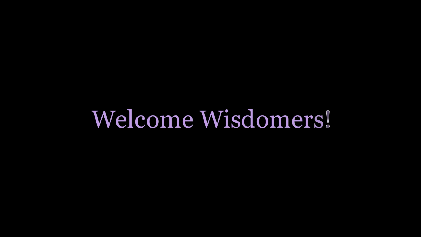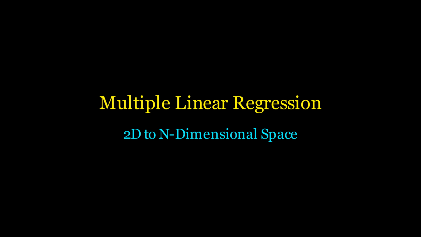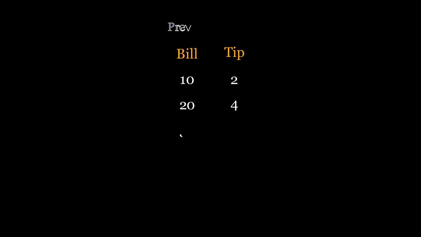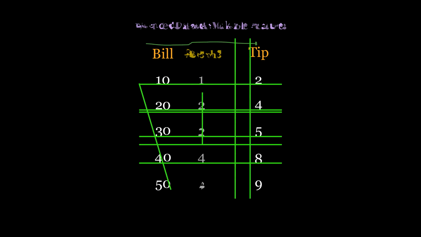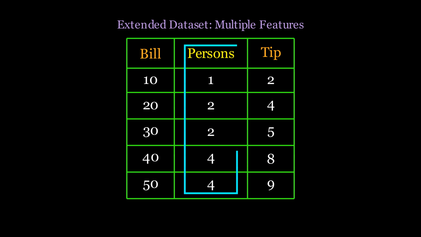Welcome back. This session focuses on the mathematical transition from simple to multiple linear regression. We are moving from a 2D plane to an n-dimensional feature space. Using our previous dataset, we've added a new feature, number of persons visited. We will now demonstrate how the model adapts to this increased dimensionality to minimize loss across multiple variables.